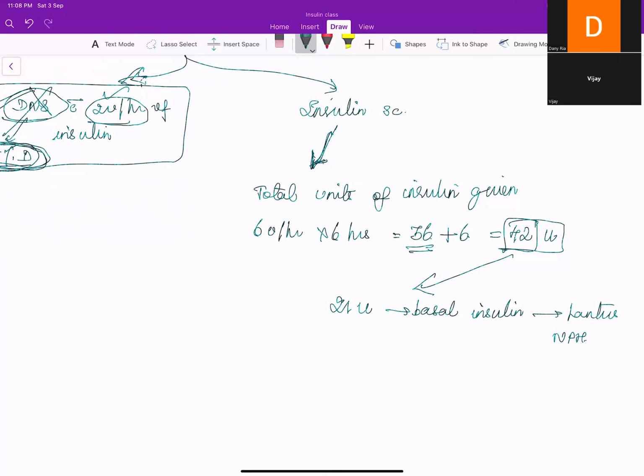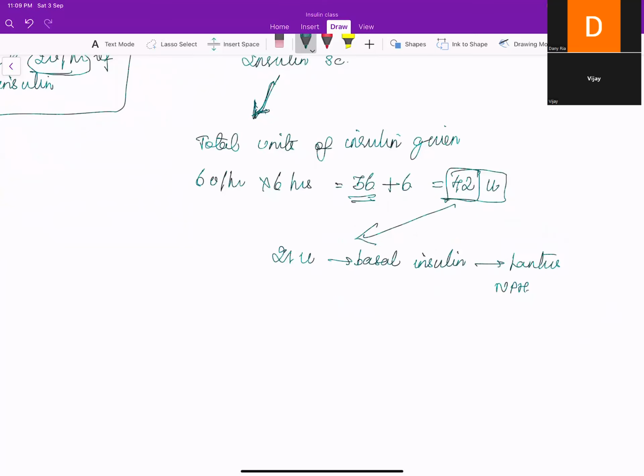Understood till now? Yes. Okay. So, in short, if the patient has received 42 units of insulin till now through an infusion, 50% of the dose, that is 21 units, you have to give it as subcutaneous Lantus insulin.